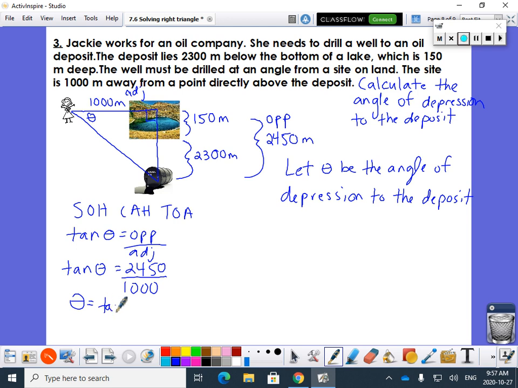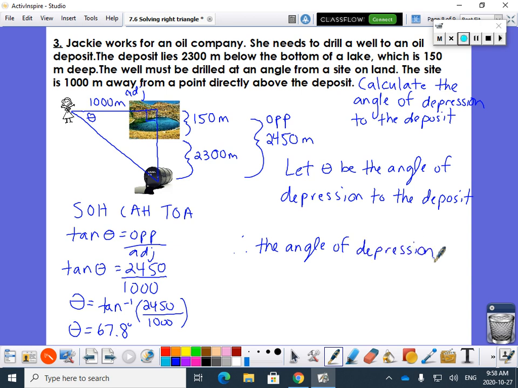Take the inverse to get the angle. If you punch that into your calculator, you will get 67.8 degrees. And again, you could have put this into a decimal if you like that better. I put it here, I think it's 2.45. Therefore, the angle of depression is 67.8 degrees.